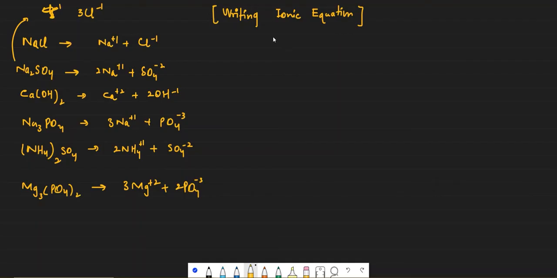Now we are going to write ionic equations. How do we write ionic equations? You have a normal equation with you. Now you are going to break compounds into ions, but remember that you will only break compounds which are aqueous. For example, here HNO3 is aqueous, so you are going to break it. But water is liquid, so you must not break it.